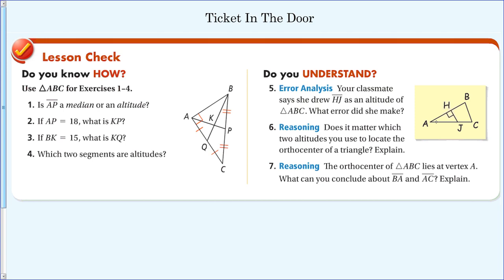Number 5, your classmate says she drew HJ as an altitude of triangle ABC. What error did she make? Number 6, does it matter which 2 altitudes you use to locate the orthocenter of your triangle? Explain. And number 7, the orthocenter of triangle ABC lies at vertex A. What can you conclude about line BA and AC? Explain. I will tell you this goes back to that theorem about the medians that I showed you at the beginning of the video.